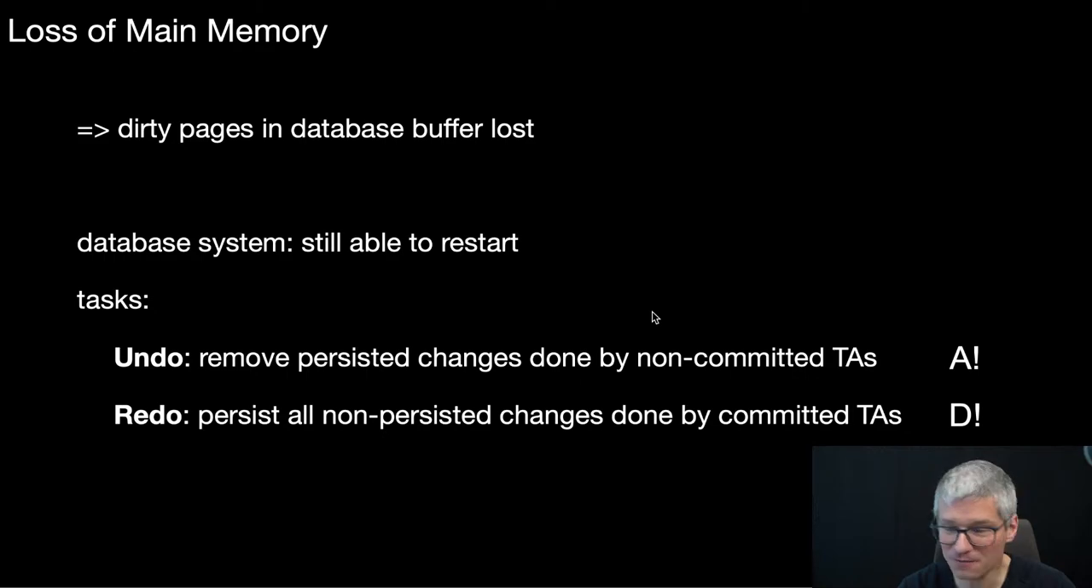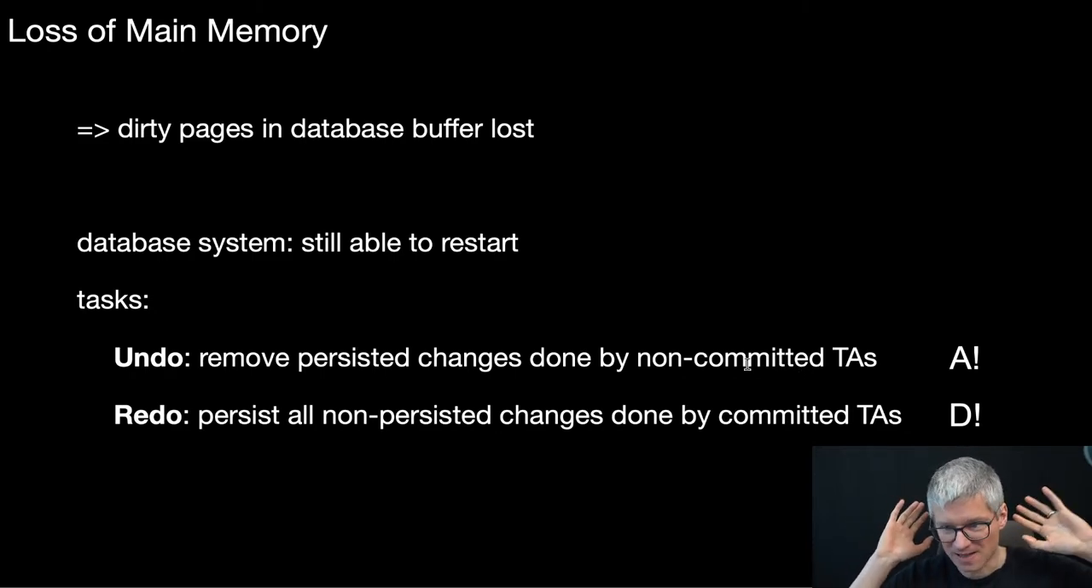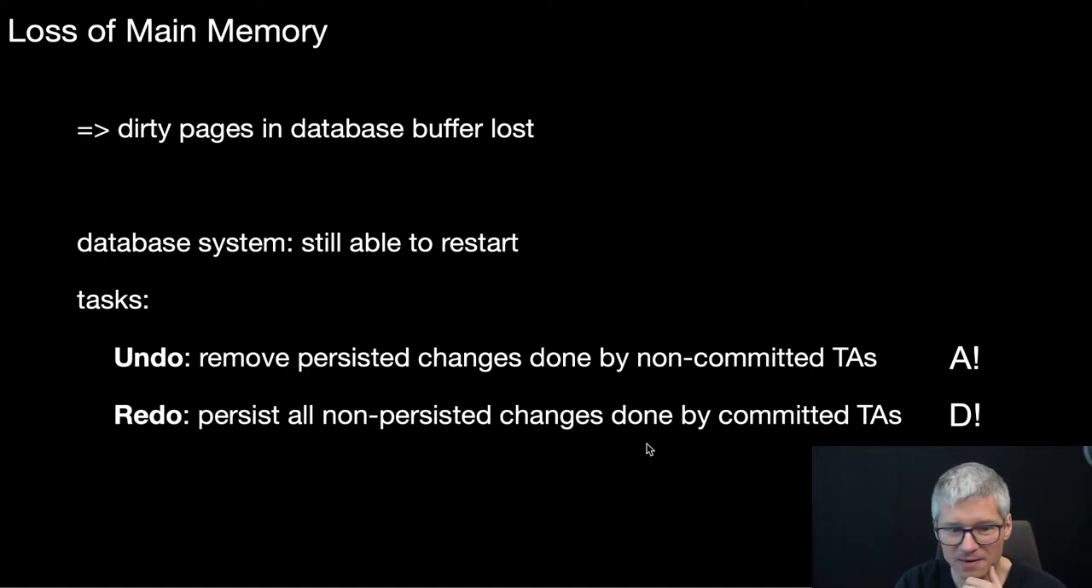And the tasks are basically either undo or redo. Undo means you remove the persisted changes done by the non-committed transactions. So for everyone who didn't commit yet at the point in time when the crash happened, whatever they did must be removed. On the other hand, for the transactions that committed, all changes they did must be persisted. That's durability. And you must guarantee that this stuff really ends up in the database store.